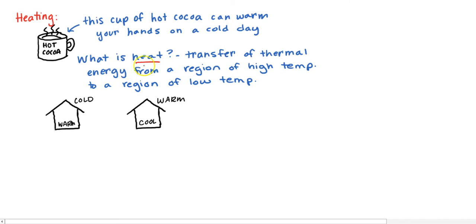So what is heat? Transfer of thermal energy from a region of high temp to a region of low temp. In these two house scenarios, the high temp is where it's warm. So the heat here is going to go out of the house, going from a region of warm temp to a region of low temp. And then the opposite is true for the other house. That heat is going to go in.